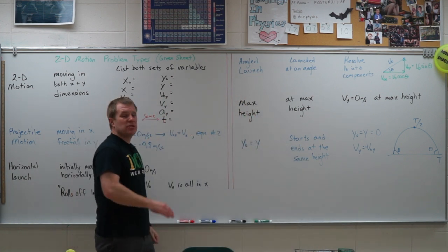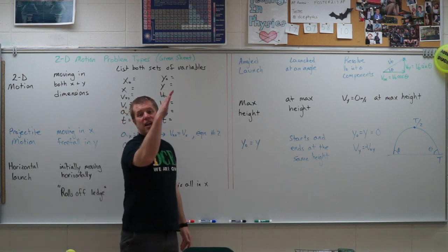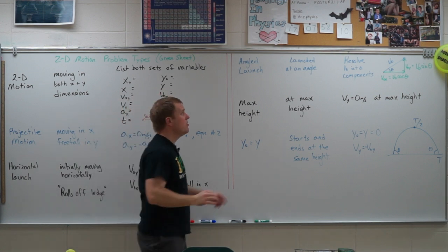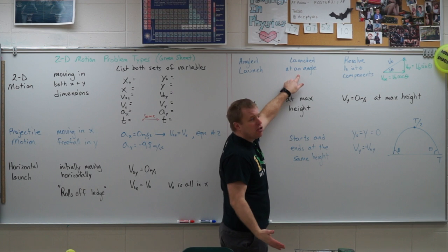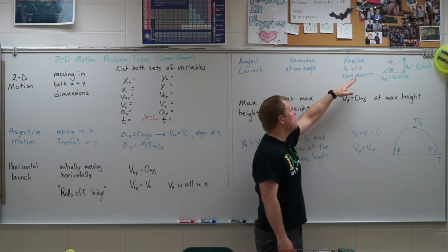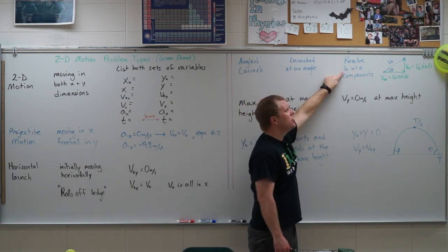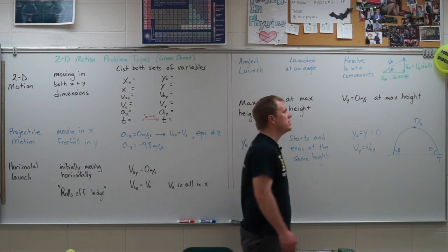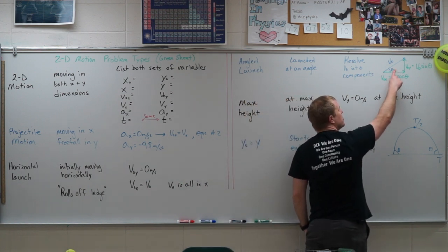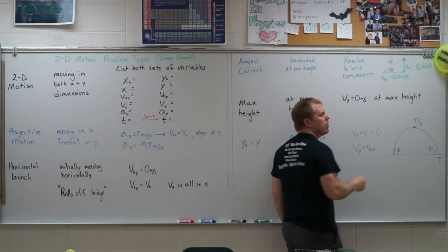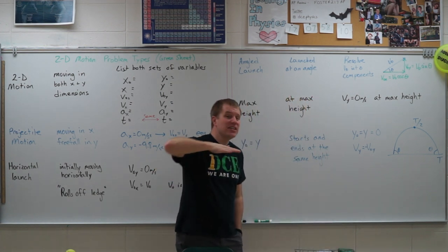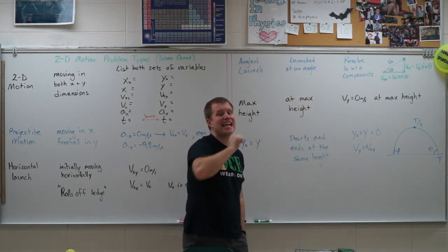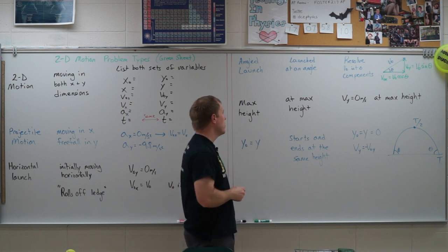Angled launch would be our next type. So horizontal launch, now we just fired an angle. It can be an angle up, it can be an angle down. You know it because it's launched at an angle though. If that does happen, you have to resolve the initial velocity into its components. So you have to use a little trig here to find the X and Y components of that initial velocity. If it is fired down, do remember you need a negative sign on that Y component.